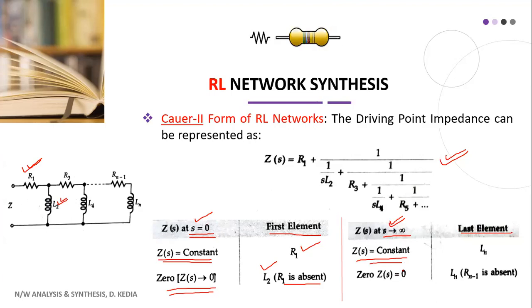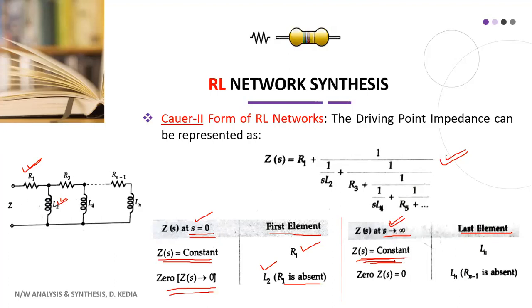I think there is a mistake here. If it is a constant, then I think Rn minus 1 should be present. Okay. I'll have to cross check it. So for the time being, you assume that, yes, correct. Just a minute. Yes. If s tends to infinity, then Zs is a constant.